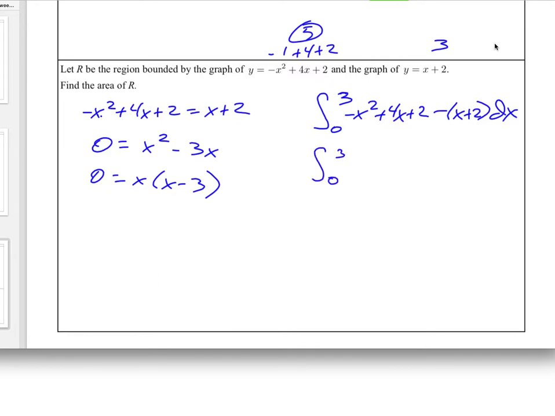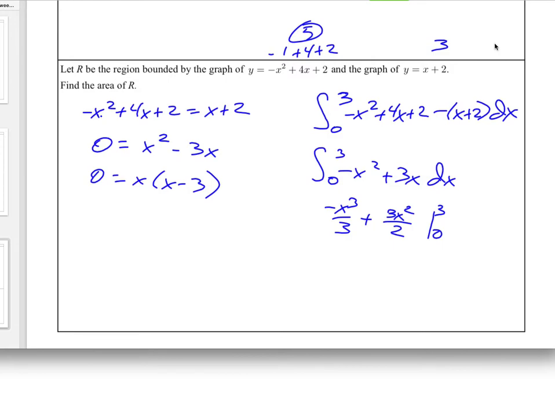So 0 to 3, negative x squared plus 3x, and the 2's cancel. So I cleaned it up a little bit. That way I don't have to integrate as much. So negative x squared, what do I get when I integrate? Negative x cubed over 3, and when I integrate 3x? So 3x squared over 2.